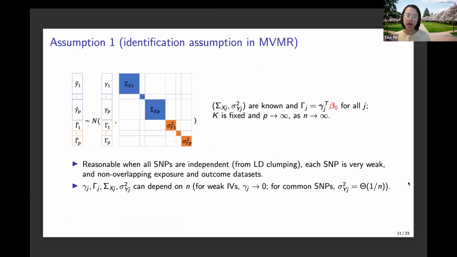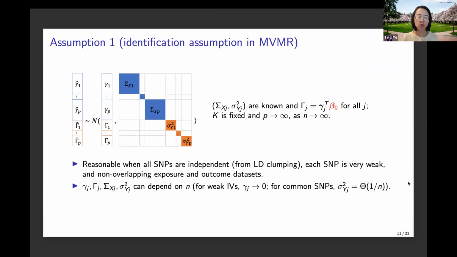So now I want to introduce 2 assumptions that we use for MVMR. It's basically translated from the instrumental variable framework, but all the assumptions will be put on the summary statistics. The first assumption is the identification assumption in MVMR.